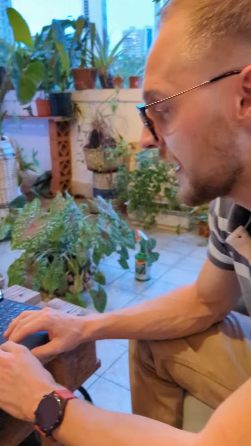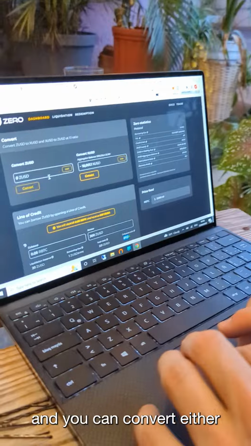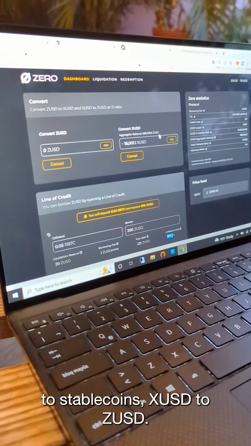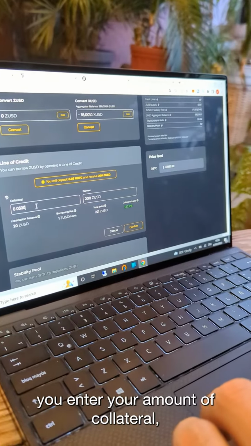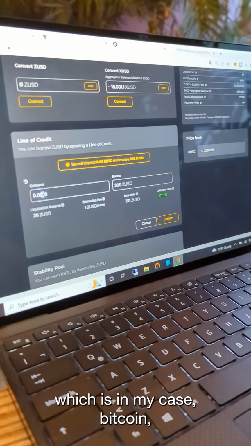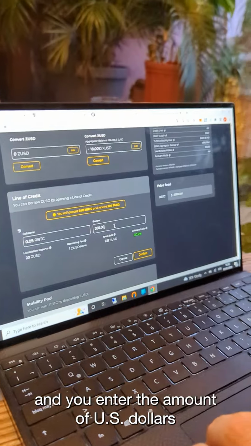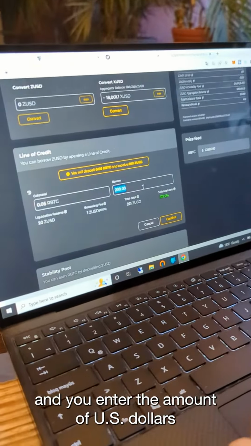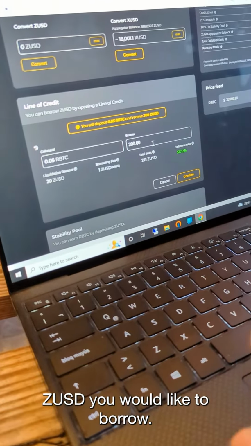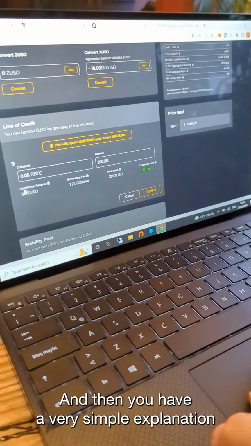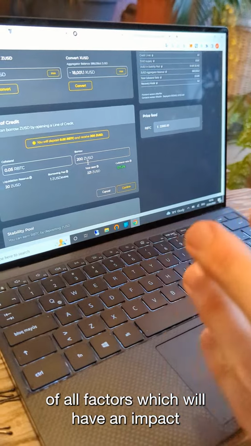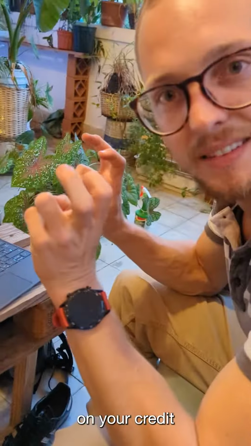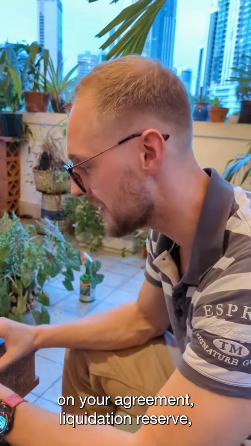You open the Zero dashboard and you can convert either to stable coins, XUSD to ZUSD. You can open a line of credit, you enter your amount of collateral, which is in my case Bitcoin, and you enter the amount of US dollars, ZUSD, you would like to borrow, and then you have a very simple explanation of all factors which will have an impact on your credit, on your agreement.